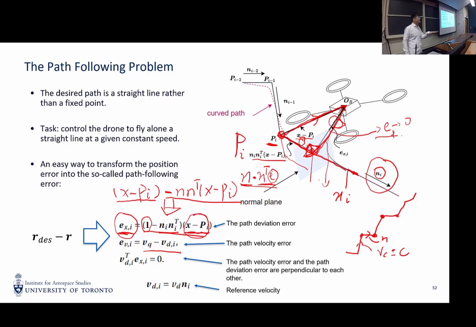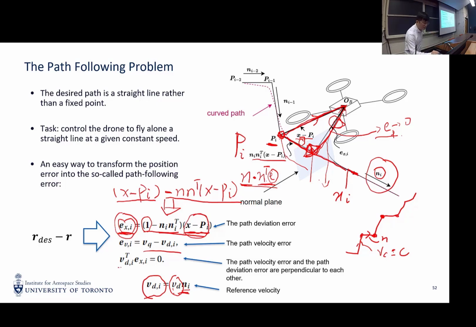And of course, while on this path, we want the quadrotor to have a constant cruise speed. V_d is a scalar you can set, and n_i, as you can see, is the direction of our path. So our desired velocity is V_d times n_i. As time goes to infinity, we want this error xi to go to 0 and our velocity to go to V_d n_i.